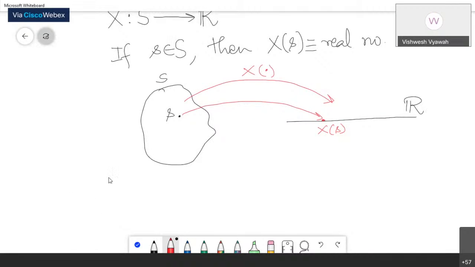Let's take some examples. There are some conditions for a function to be a random variable. We will go to that later. Right now, let me give you some examples which will make your concepts clear. So example 1. Our coin experiment, S is H comma T.